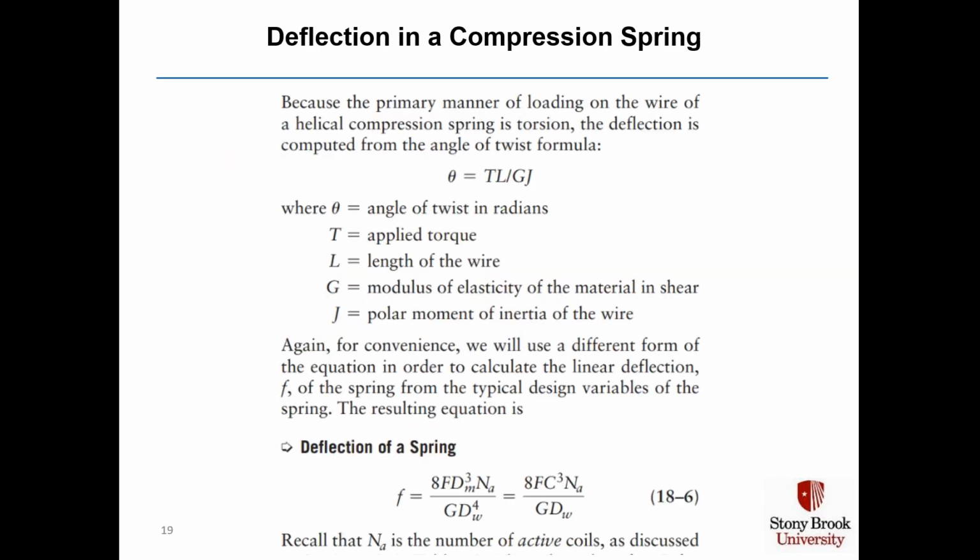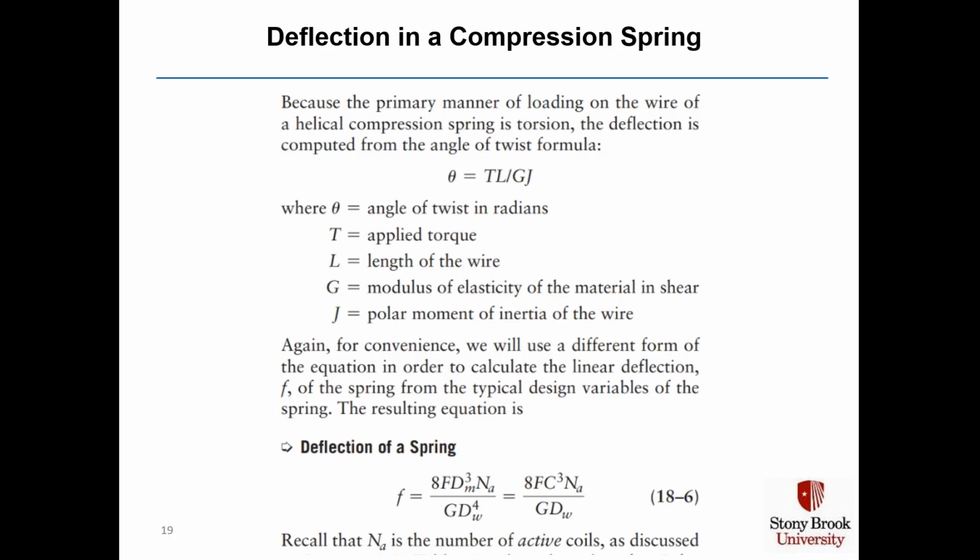Let's calculate the deflection in a compression spring. Because the primary manner of loading on the wire of the compression spring is torsion, deflection is computed from the angle of twist formula. Theta equals torque times length of the wire divided by modulus times the polar moment of inertia. But for convenience, we'll use a different form of the equation in order to calculate the linear deflection f based on the typical design variables of the spring.